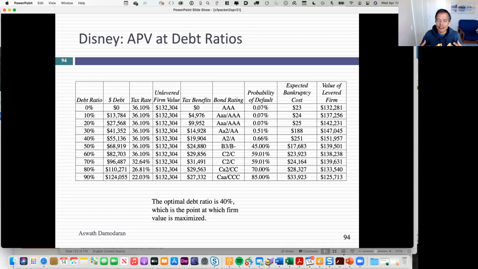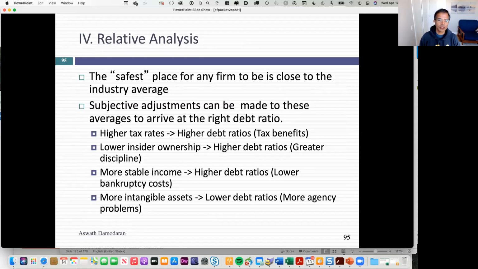So the intuition is as you borrow more money, you expose yourself to a greater chance of failure. And if that happens, you lose everything. You lose the unlevered firm value, you lose the tax benefits, and I'm bringing them into the game. So at this point, we're getting a 40% debt ratio using the cost of capital approach, the enhanced cost of capital approach, and the APV approach.